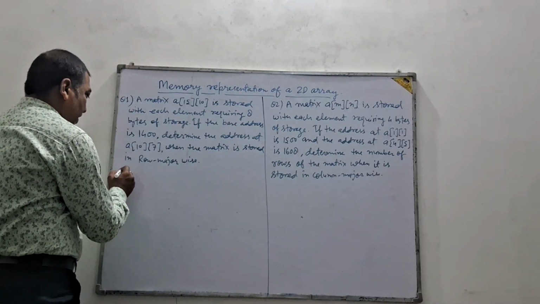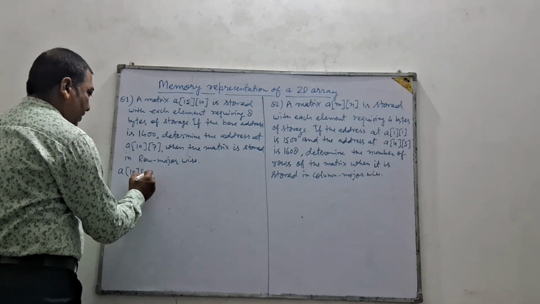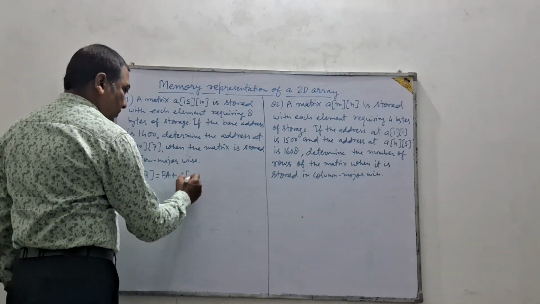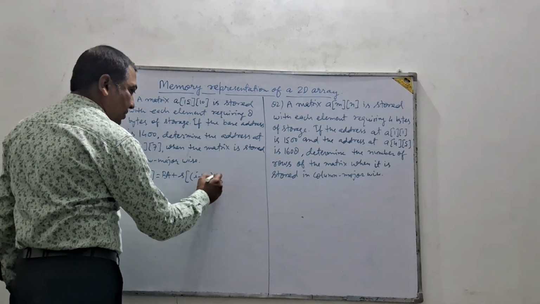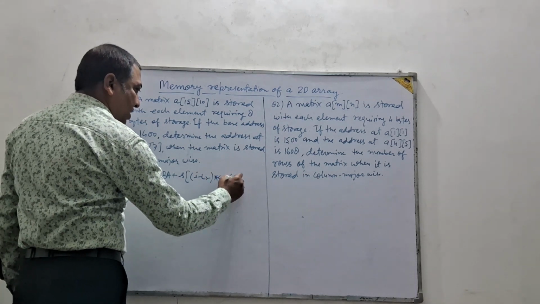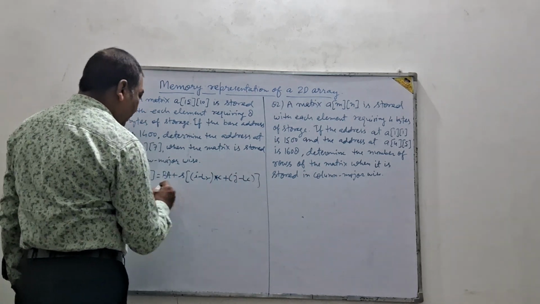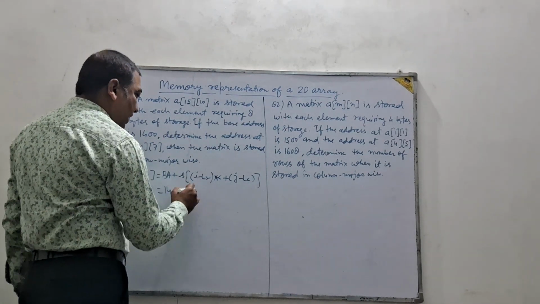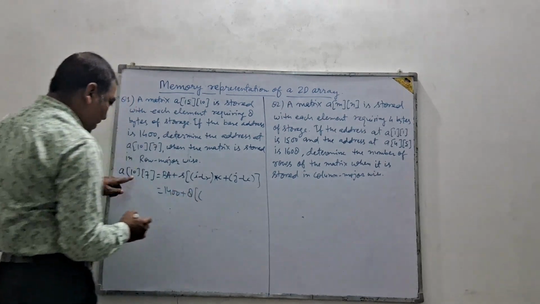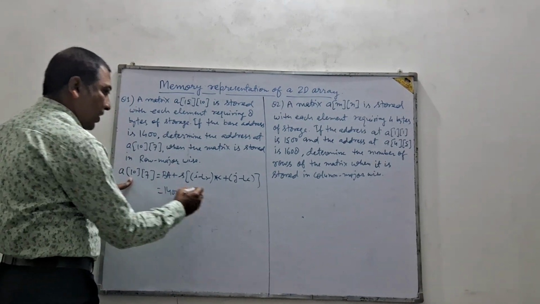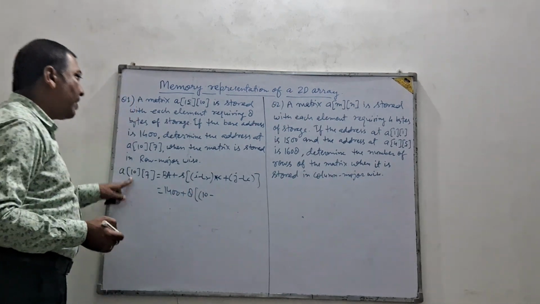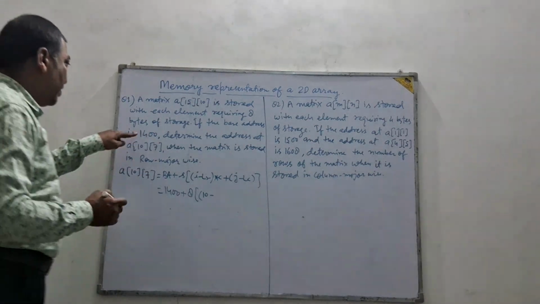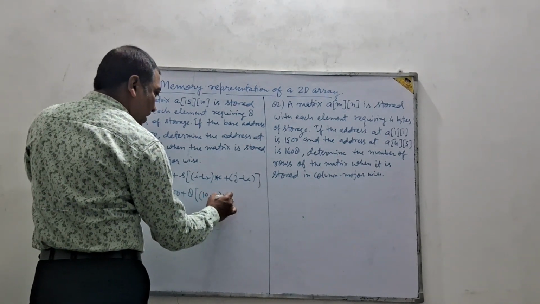So we will write it this way: address of 10, 7 is equal to base address plus space multiplied by (I minus LR) multiplied by column plus (J minus LC). Base address is 1400, just put the value. Space is given as 8 bytes, I is 10 and J is 7. So 10 minus. Now you can see here only the base address is given, so we will consider LR and LC as 0, 0. So 10 minus 0 multiplied by column.